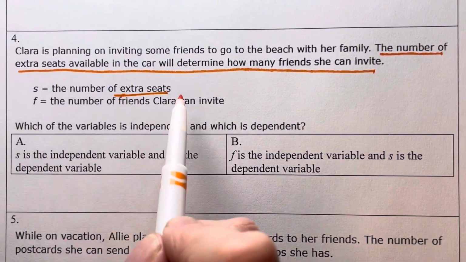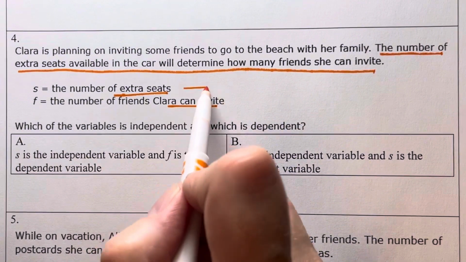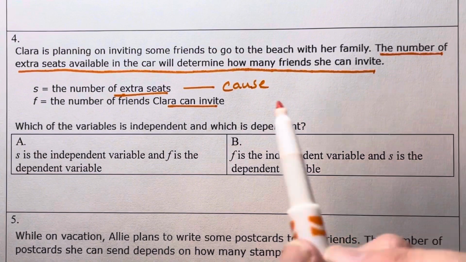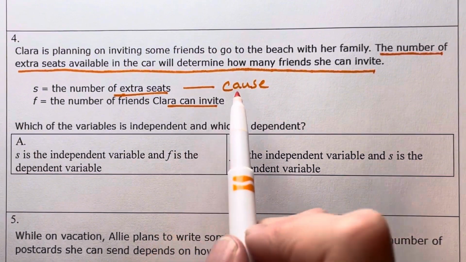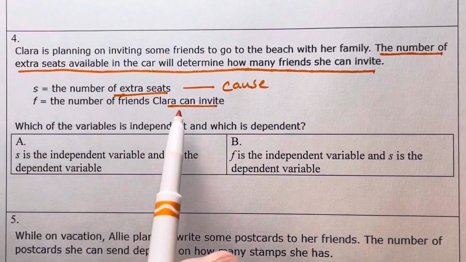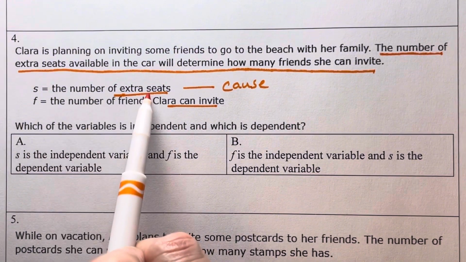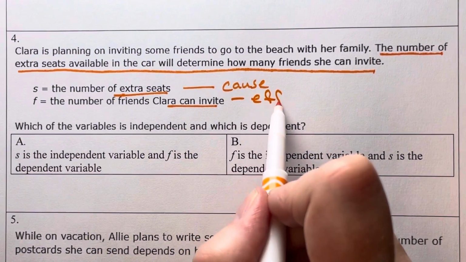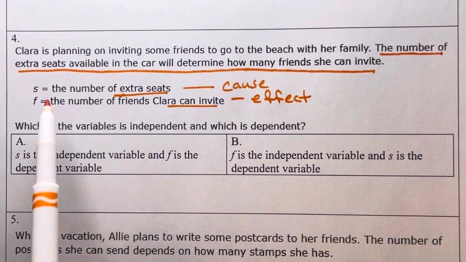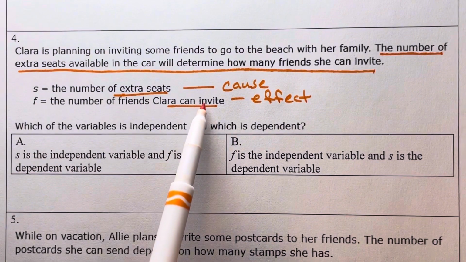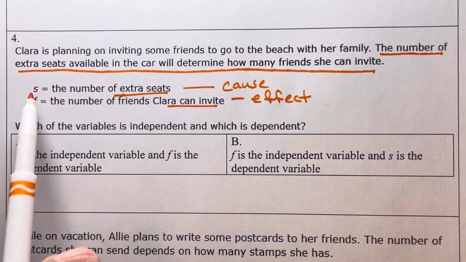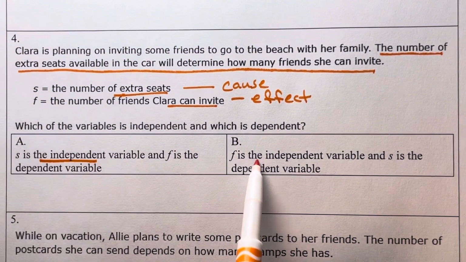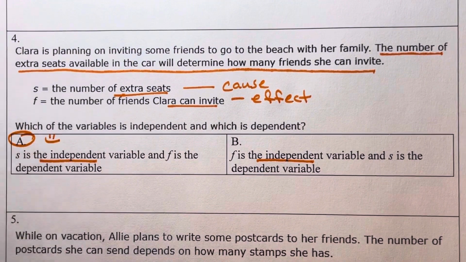Yeah, so you must have extra seats in order to be able to invite people, because you can't invite them if you have no way to get them there. That's just rude. And as a result of having extra seats, then we know the number of friends is the effect, because that's the number of friends that she can invite to go with them. So the independent variable is the seats, that's S. S is independent, and our answer is A. There you go.